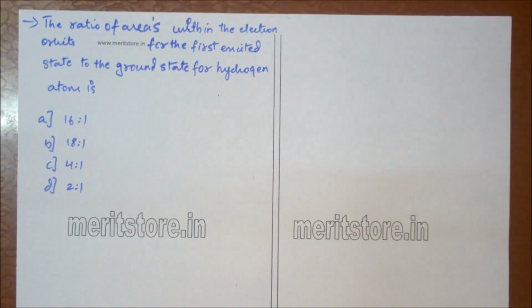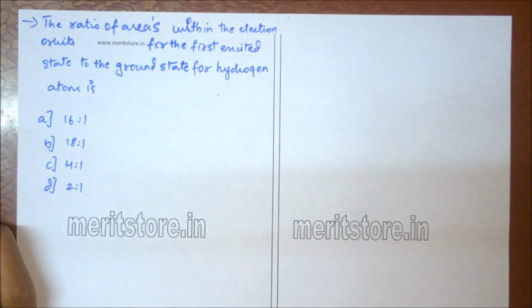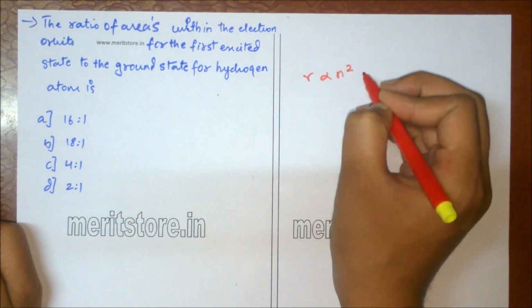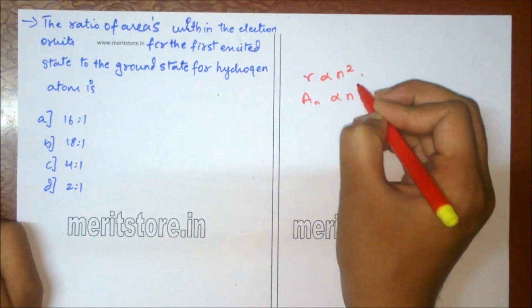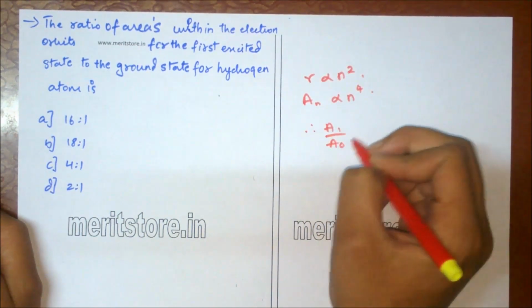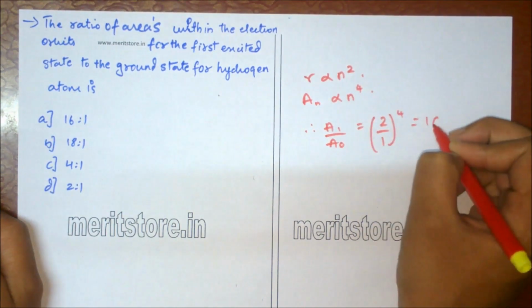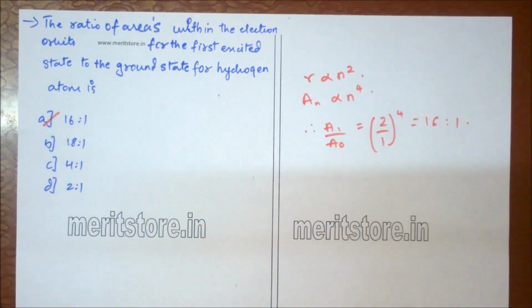The ratio of areas within an electron orbit for the first excited state to the ground state for hydrogen atom is, we know that r is directly proportional to n squared. So area of nth orbit is directly proportional to n raised to 4. Therefore A1 upon A0 is equal to 2 upon 1 raised to 4, which is equal to 16 is to 1. So option A is the correct answer.